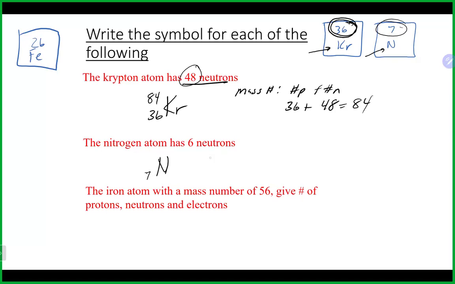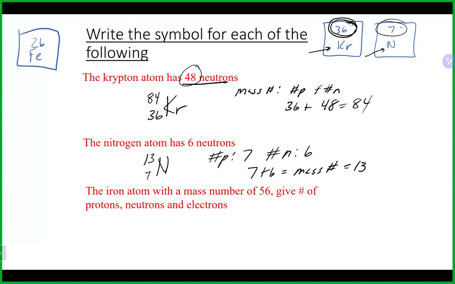Again, that's going to be helpful because now we know in terms of protons, it has 7, and they gave us neutrons, it has 6. So 7 plus 6 will give us our mass number in this case, which looks like a 13 here. Any questions on that one there?